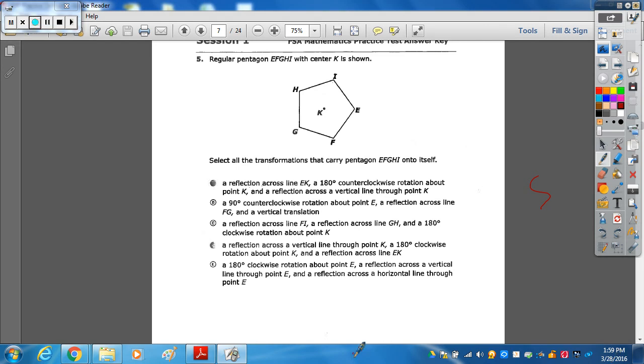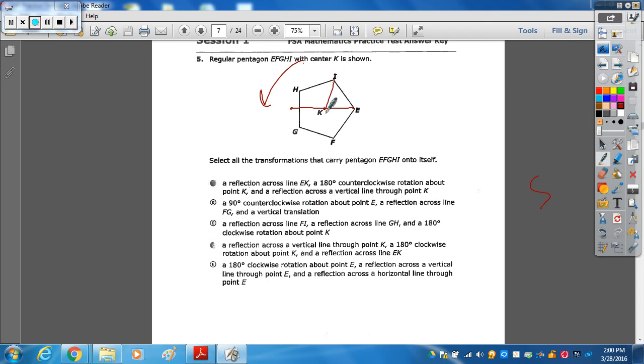The second part of this is the part that I don't understand. 180-degree counterclockwise rotation. Again, we're going against the rotation of the clock, so we're going this direction right here. Okay, about point K, and let's talk about that. 180 degrees counterclockwise rotation. So if I'm starting at point E, 180 degrees about point K puts me over in position right there. Okay, that doesn't map back onto itself. I have no idea why they choose this as part of the answer.